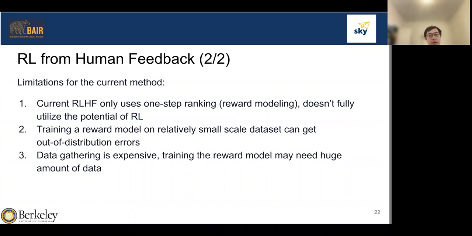And the second one is a little bit more of my own speculation, but I haven't got time to actually verify this. This originates from the offline RL setting, which is that we think that maybe training a reward model on a relatively small-scale dataset can get some out of distribution errors. This is basically the entire field of study in offline RL. Given a dataset, how could you try to avoid these out of distribution errors and get a good policy out of this dataset?